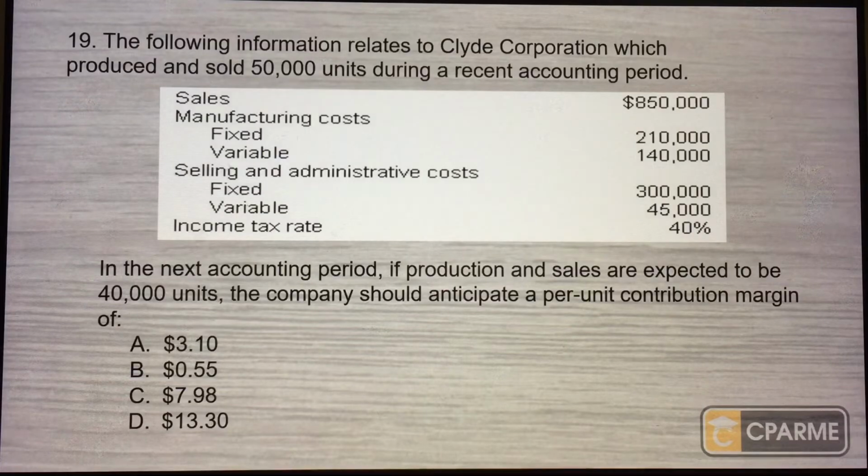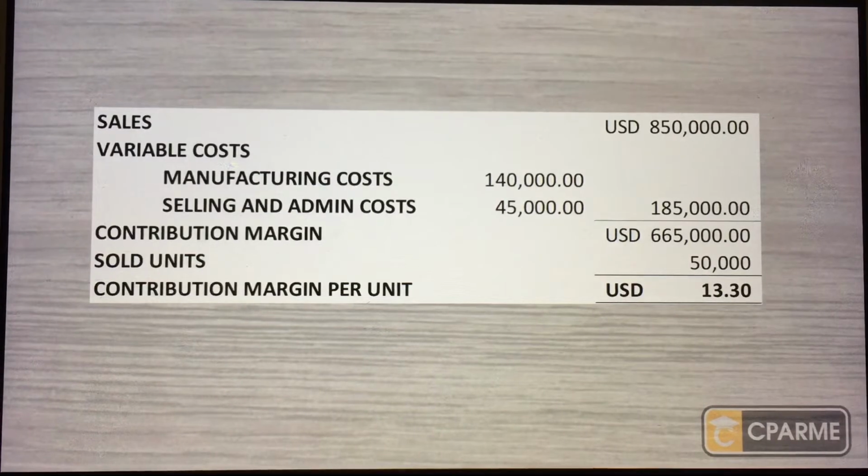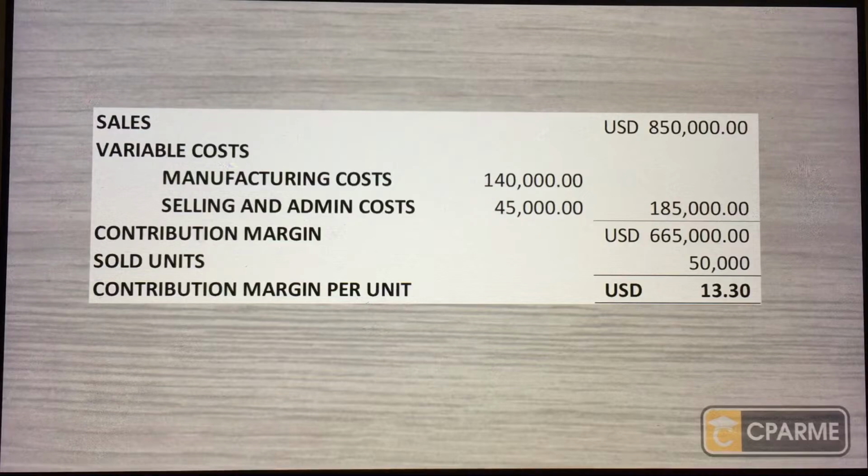So the correct answer is letter D, $13.30. So here's the computation or the calculation.